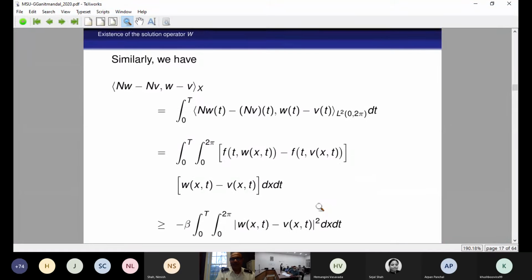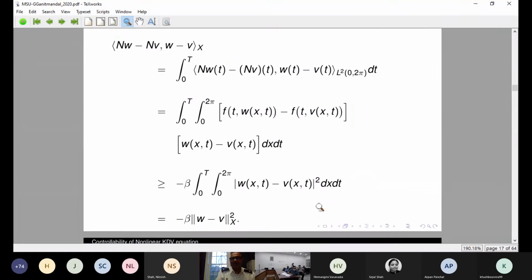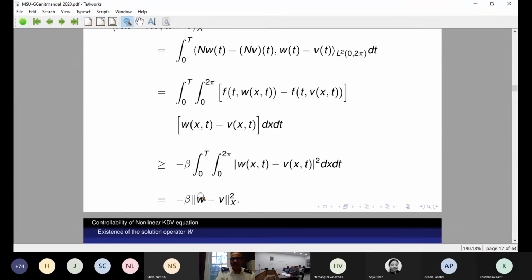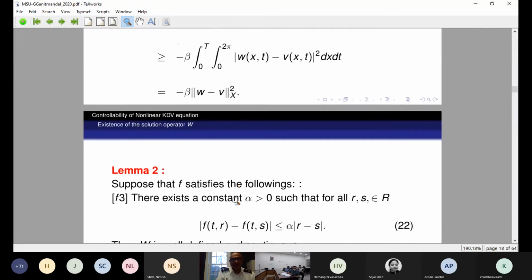In the same way, we can handle the Nemytskii operator. After some calculations, just plug in the values, and you get that it is greater than or equal to negative beta times the L2 norm of w minus v squared. So that is strongly monotone. Once we have proved this, we are done: we get the existence and uniqueness of the solution operator W.